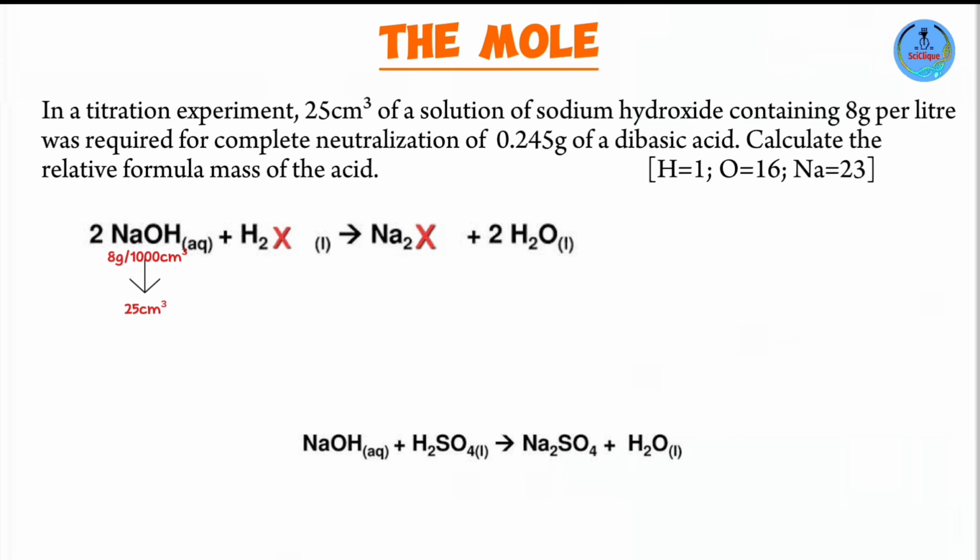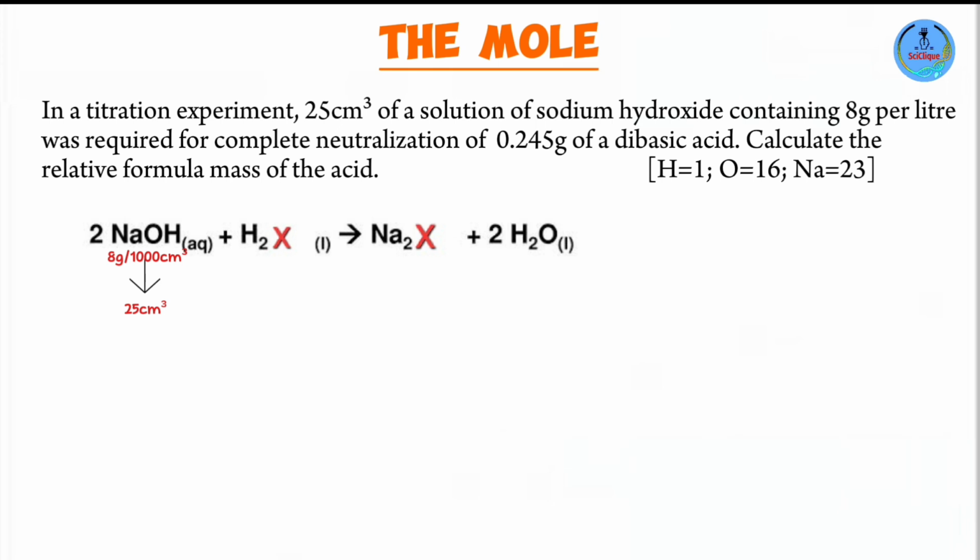And the same thing happens with sodium sulfate. Sodium has a valency of 1. Sulfate ions have a valency of 2. When these interchange, you end up having Na2SO4. Now coming back to our equation, H2X, the 2 is the valency of X.